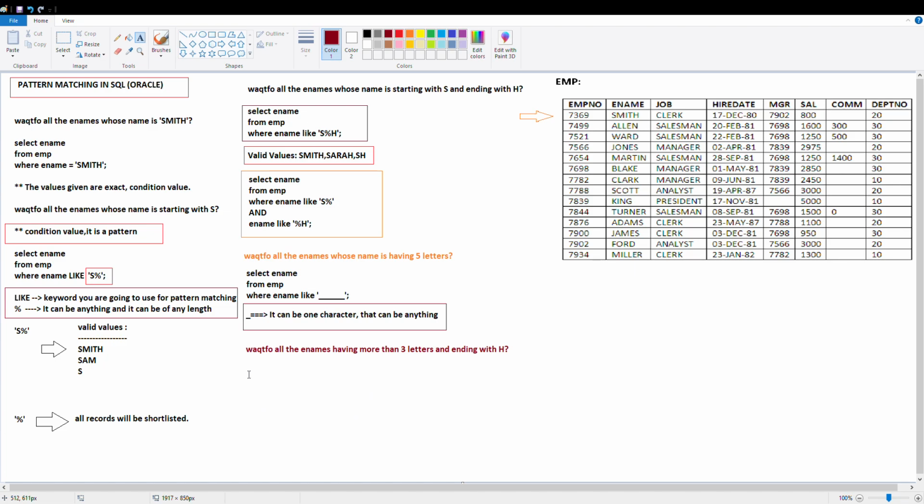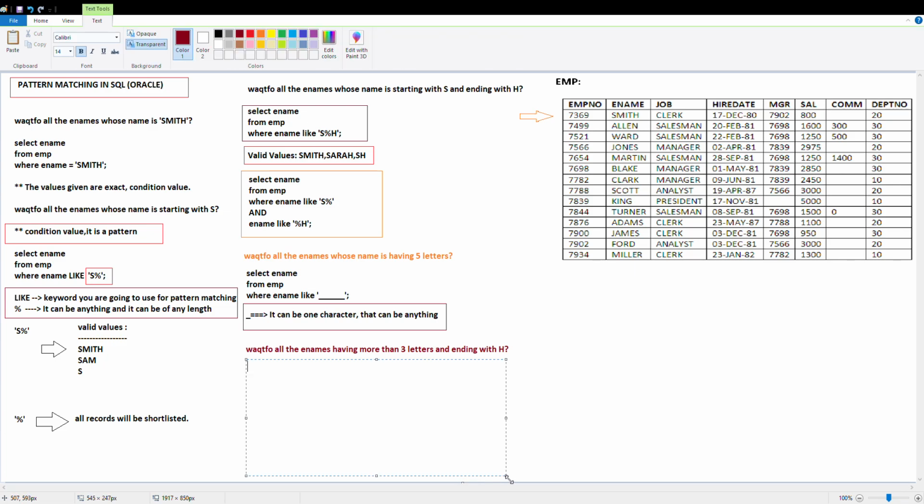So what am I saying basically in this query? The values which are about to be shortlisted should contain a minimum of 3 letters. Maximum, it can contain 100 letters also, 500 letters also, 600. It is left to our imagination, but it should contain 3 letters. If that is your scenario, how are you going to solve it? Select ename from emp where ename like. So this much is clear. I'll use single quotes and 3 underscores.